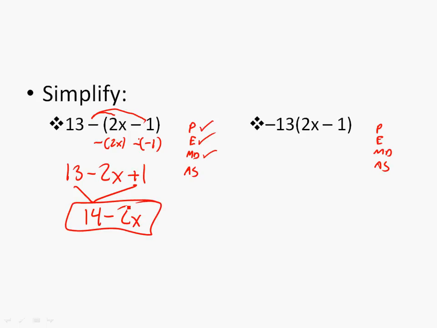Now this one, notice that the 13's actually touching the parentheses, and the negative sign is with it, so the negative 13 is the whole number that's going to be distributed into the parentheses. Again, notice on the left one, the 13 separated by the minus sign, and on the right one, the negative 13 is actually touching the parentheses. So here I distribute negative 13 times 2x, negative 13 times negative 1, and so I end up with negative 26x plus 13.